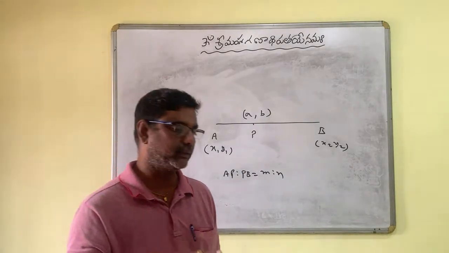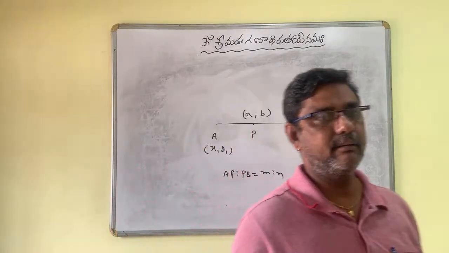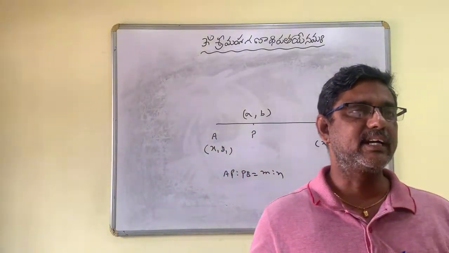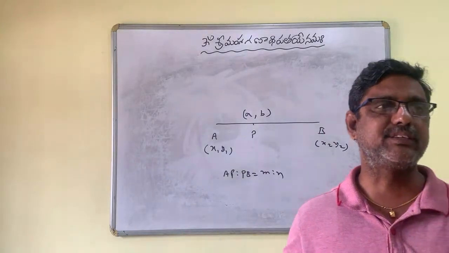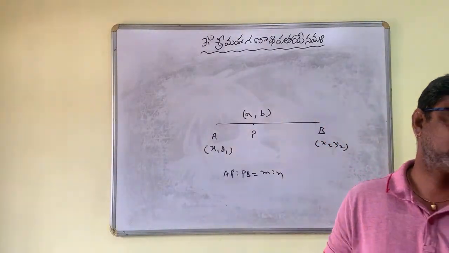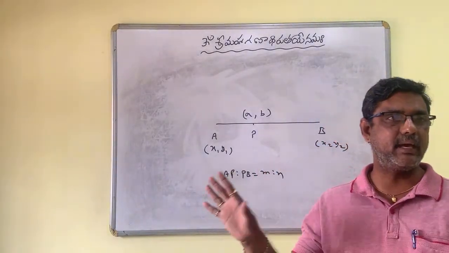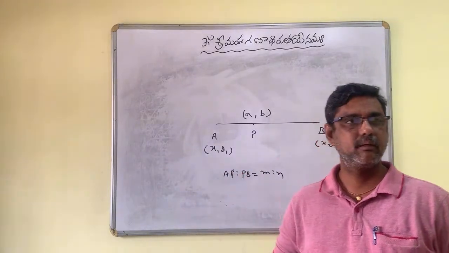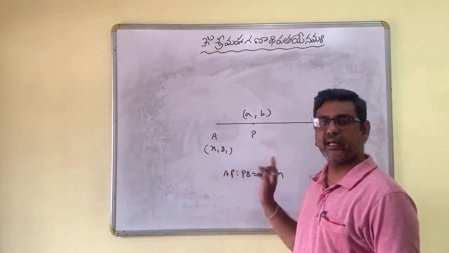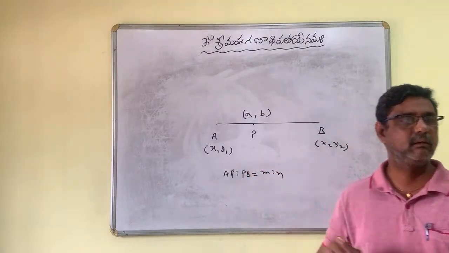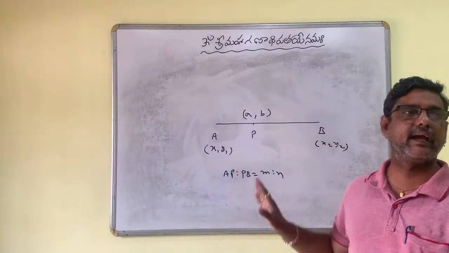Let me say it once again. There is a line segment AB. Coordinates of A is x1 y1, coordinates of B is x2 y2. And there is a point P in between A and B, and that P divides AB in the ratio m:n. We need to find out the coordinates of P.